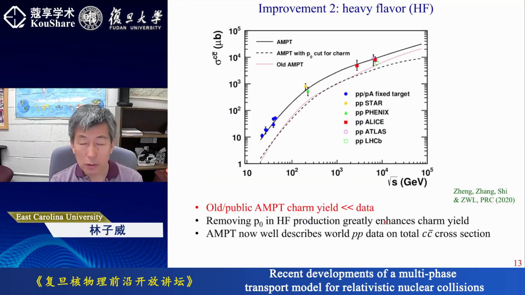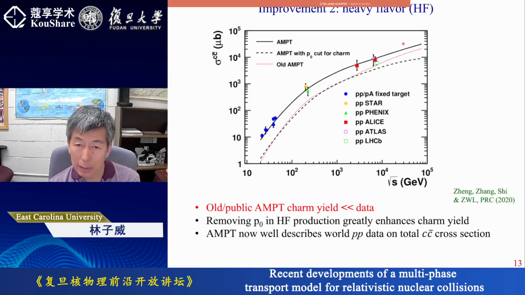And after these modifications, we can calculate the c c-bar cross-section for different collision energies for pp collisions, and then compare to the world data. The data are the symbols, and the new improved AMPT model gives the black line. As we can see, the black line describes the data very well.